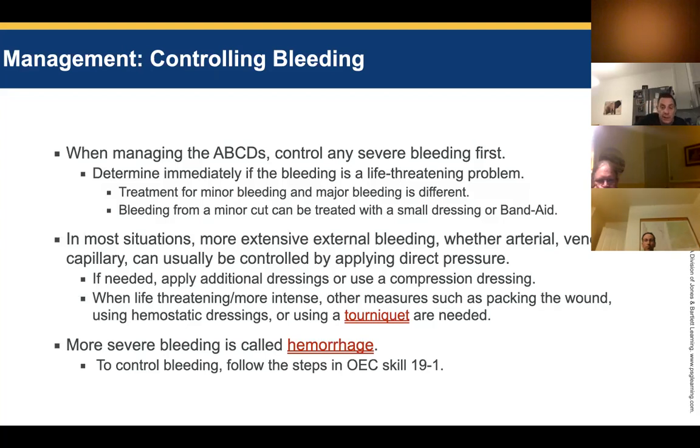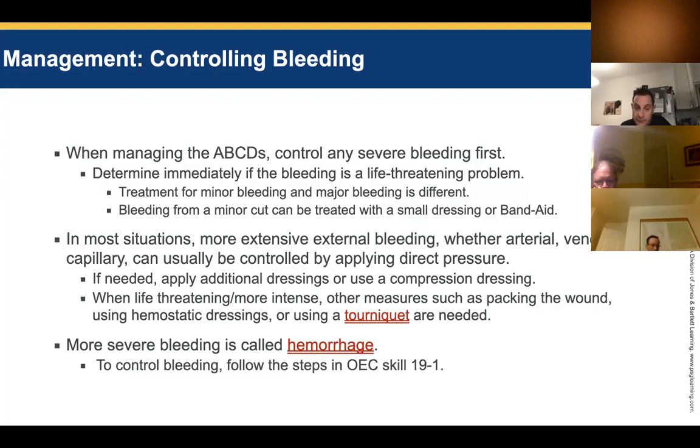Use of tourniquet as needed. So here's the life-threatening, more intense other measures such as packing the wound, using hemostatic dressings, or using a tourniquet as needed. We've got to be able to make that determination as to what is going to control that bleeding, stop that bleeding. We talked about if it's venous, elevation, pressure, and then the clotting factor comes in. Here, knowing what medicines they're on, knowing that if they're on a blood thinner, such as Coumadin, that clotting factor isn't there, and we've got to take other measures.